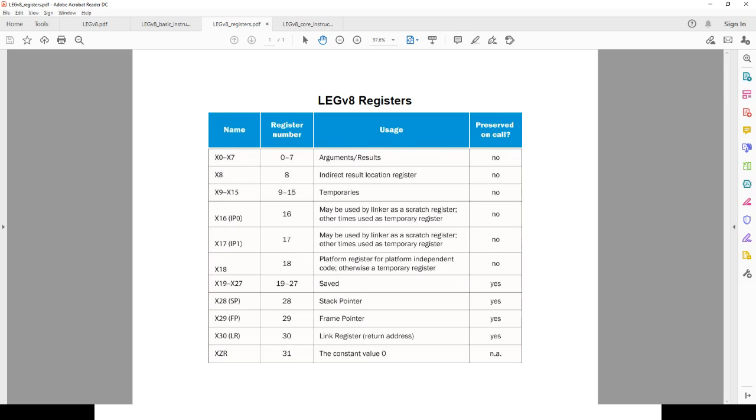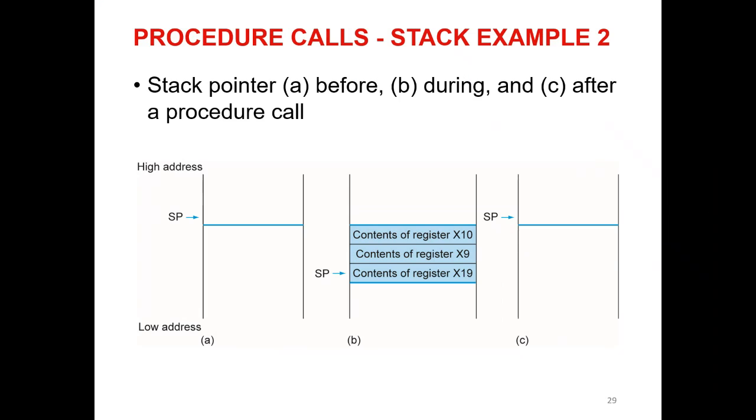Someone is asking if there is a direct push and pop instruction like in 8086. No, the programmer must do it by using the store and load instructions. Someone is asking why, in the example we see now in the slide, register 19 is below 9 and 10, for any particular reason? It is that the programmer decided to write them in that way.